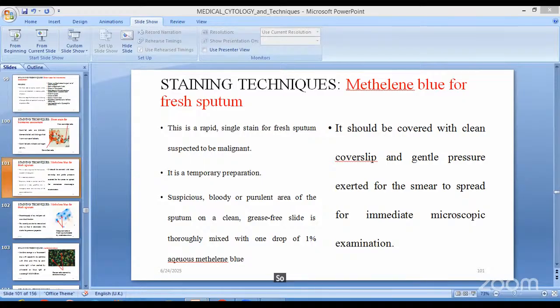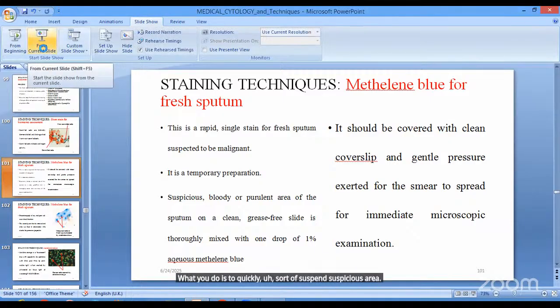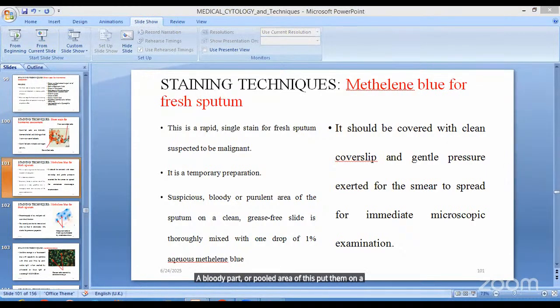So when you use methylene blue, which is a temporary staining preparation, what you do is to quickly suspend a suspicious area or bloody part or purulent area of the sputum on a clean grease-free slide. Then you mix it and apply a drop of methylene blue solution, 1%. You cover it with a cover slip, then you can view it under the microscope. It's a very simple technique.